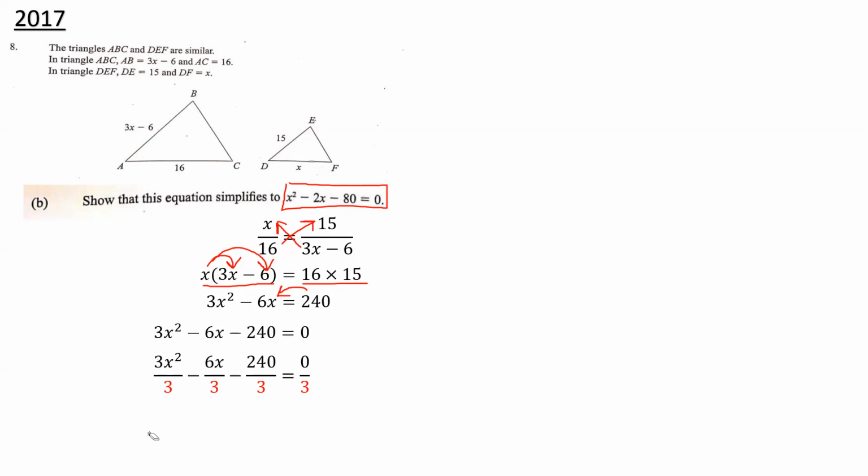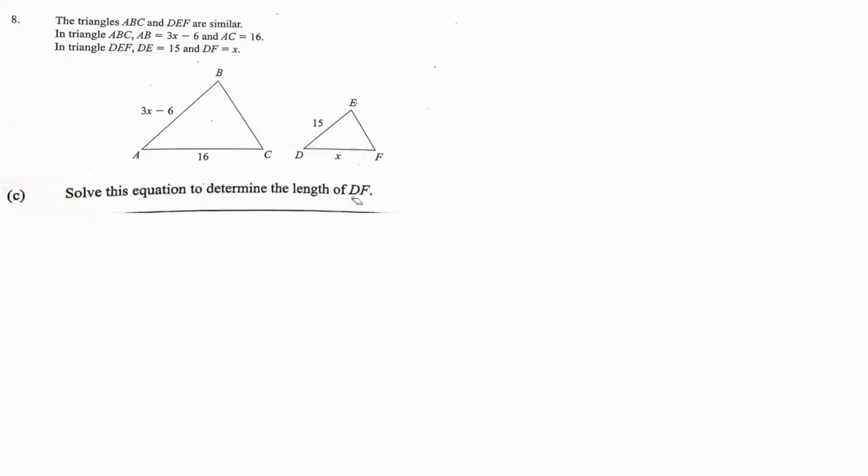So we know that 3 divided by 3 is obviously 1x squared. And then 6 divided by 3 is 2. And then 240 divided by 3 is 80. And obviously 0 divided by 3 is 0. And so now we have x squared minus 2x minus 80 equals 0, exactly what we wanted. And we see that it simplifies to the thing that we wanted as well. All right, let's move on to actually solve this equation to determine the length of DF.